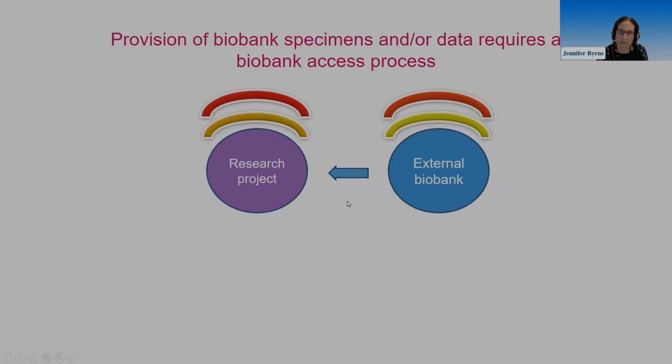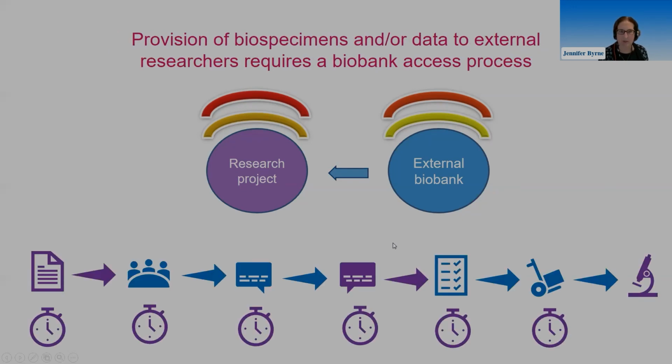So if researchers want to obtain samples from an external biobank, that requires another access process. And you can imagine that when people have already obtained ethics for their project and governance approval, having to go through another process to obtain samples from an external biobank can sometimes be a barrier. So how does this work? Well, researchers tend to apply to the biobank. Their application is considered. There's usually some to and fro discussion between the researchers and the biobank. Eventually, the application is approved. Then the samples are sent, and then they're used for research. And clearly, all of this takes time.